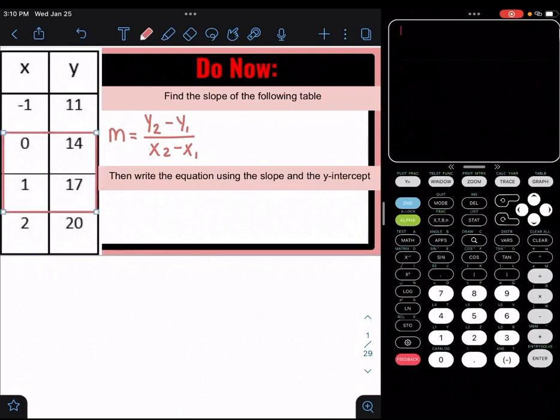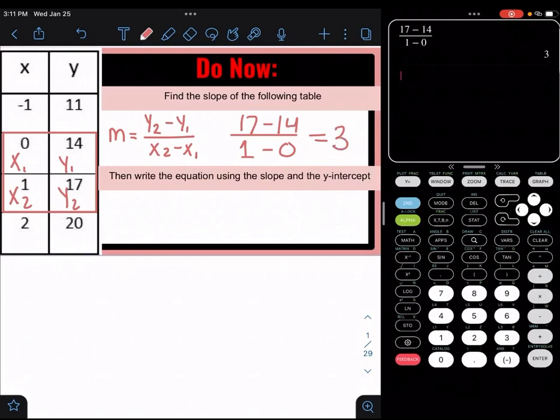I am choosing these two right here because they are both positive, so they look good to me. This is the first x, this is the second x, this is the first y, this is the second y. So now let's plug into the formula. y2 would be 17, minus y1 is 14, x2 would be 1, and x1 is 0. Now let's see what this would be. 17 minus 14 over 1 minus 0 is equal to 3. So my slope is 3.